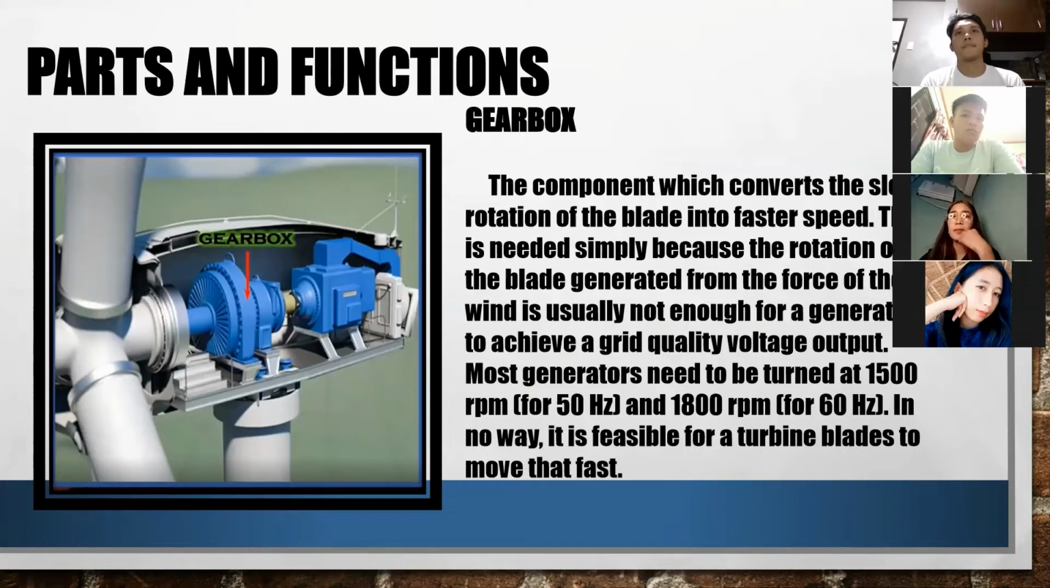Okay, so yung gearbox yung may ability na makapagpa-rotate ng blade natin sa faster speed. So, binanggit dito na most generators kinakailangan daw ng at least 1,500 revolution per minute or 50 hertz para mas maging feasible siya dun sa ating mga turbines.